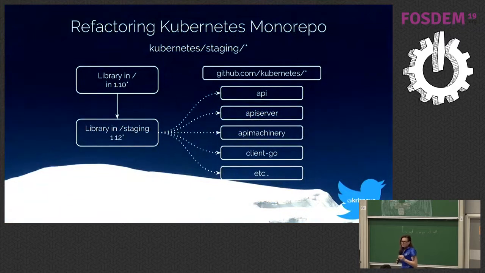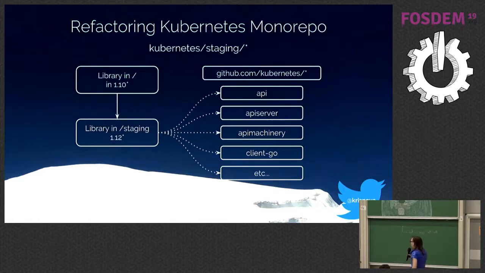Okay, so refactoring the Kubernetes monorepo. We've been working on it. So here's what we did. We had a handful of arbitrary things around Go version or Kubernetes version 1.10, and those were all in the root directory of the repository.